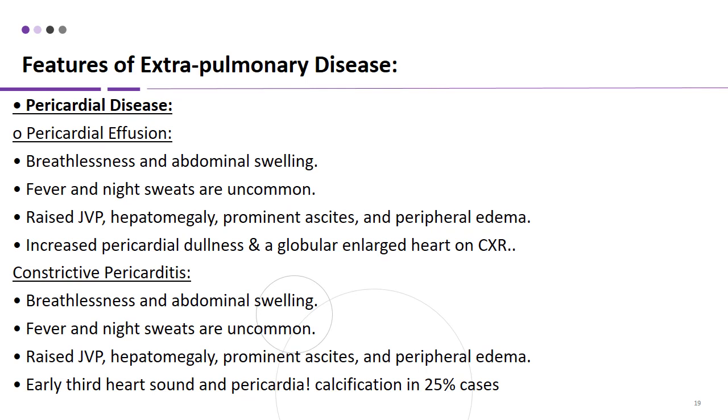JVP will be raised due to backup of the blood. There will be hepatomegaly due to the same reason, prominent ascites and peripheral edema. Due to fluid around the heart, there will be increased pericardial dullness.